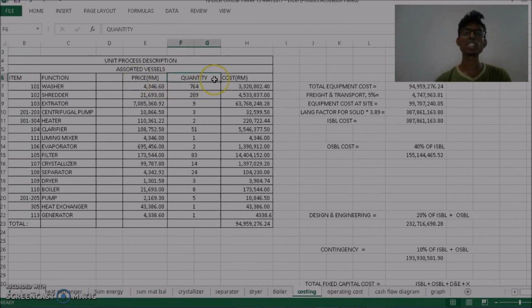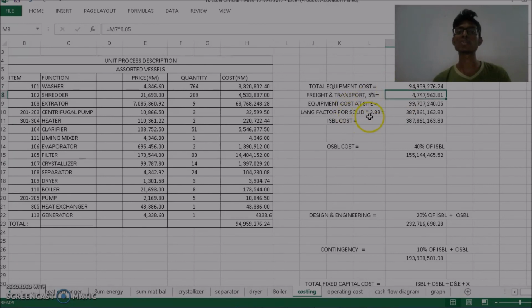Quantity. So the quantity is based on the flow rate output or flow rate for the machine. Cost is the multiplication of the quantity and the price. And the total equipment cost is 94,959,276 ringgit 24 cents. So this is the total equipment cost, and 5% is for the freight and transport, and the equipment cost at the site is the addition of these two.